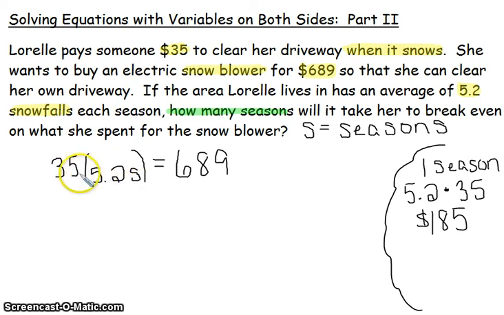And this is not the distributive property because we cannot distribute over multiplication. This is just strictly a multiplication problem. We could use the associative property and change our grouping and move our grouping symbols. But we can just go ahead and multiply these how we see them, just 35 times 5.2. And that's going to give us 182 S equals 689.